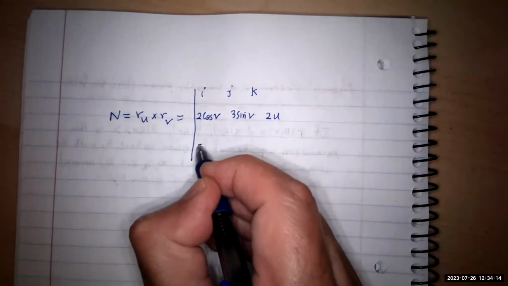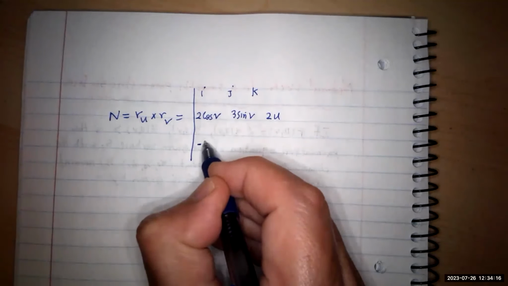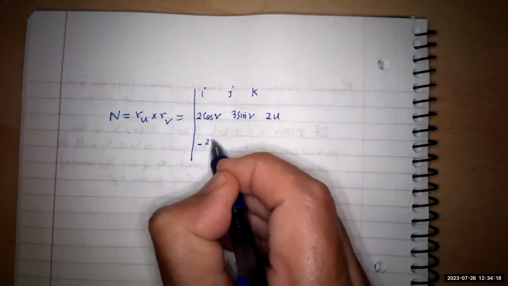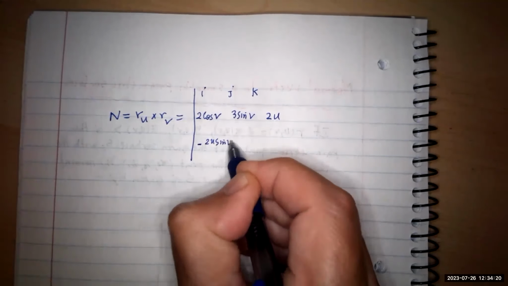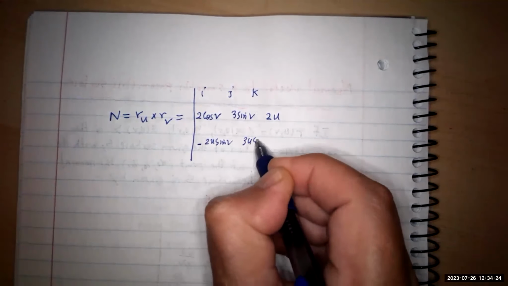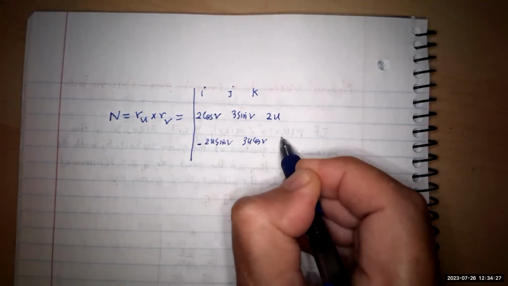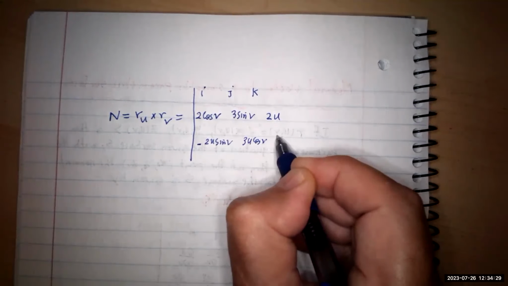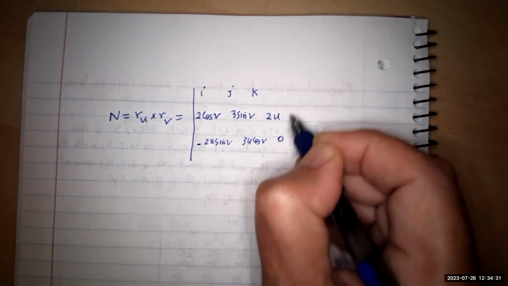If you differentiate with respect to v, the other one is going to be 2u sine of v, and you get 3u cosine of v, and in this part you are going to get a 0. So I just differentiate each of those functions.